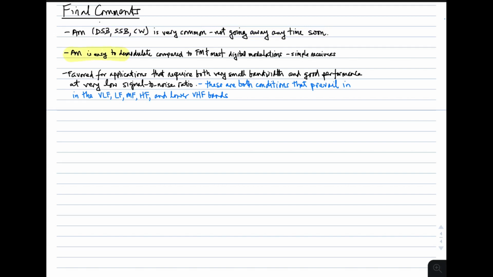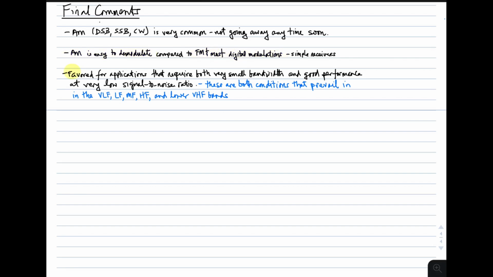AM is easy to demodulate, especially double sideband large carrier where you can do envelope detection. So a simple AM demodulator can consist of just a diode and a low-pass filter, and if you have the carrier present, as you do in large carrier AM modulations, that's all it takes. This is in contrast to FM and most digital modulations, where you need a more complicated receiver. So that simplicity of the receiver is a big plus for some applications.